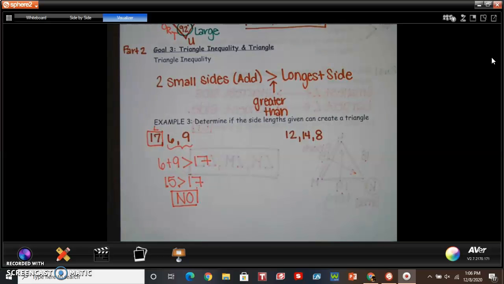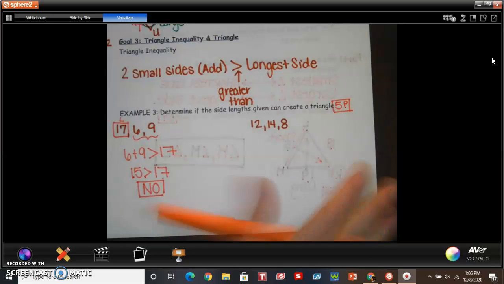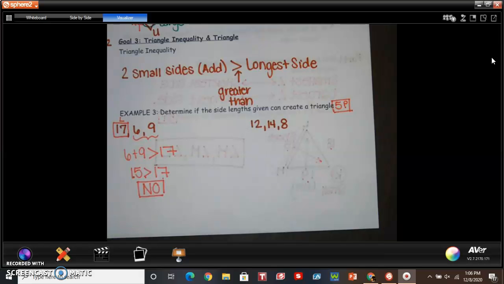So I do believe you have 5 of these on your Google form assignment. And you're just going to tell me yes or no according to the theorem. So let's do another one.